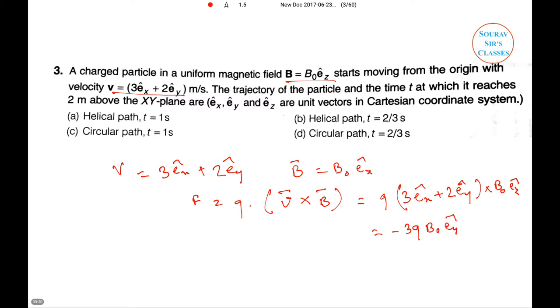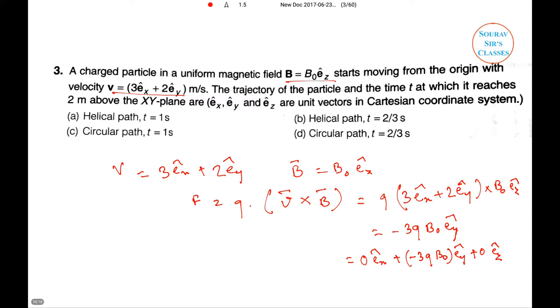Here Q is the charge of the particle, and as you can see, the force is along the negative y-axis, so it will go downwards. There are no force components along the x and z axes, so we can write it as 0 into Ex cap plus minus 3 Q B naught Ey cap plus 0 into Ez cap. So the x and z components of this force are 0. Now we need to find the velocity along the x and z axes; they are going to remain the same.